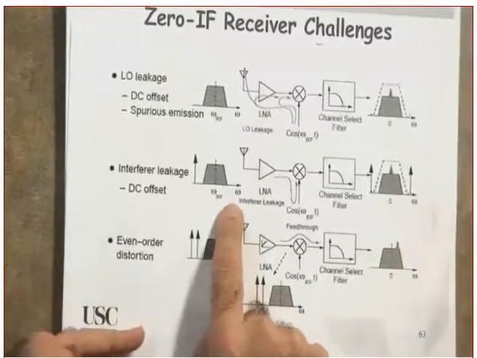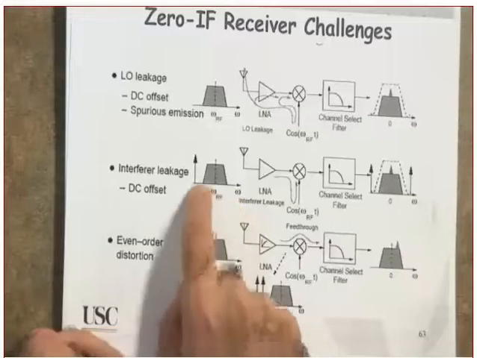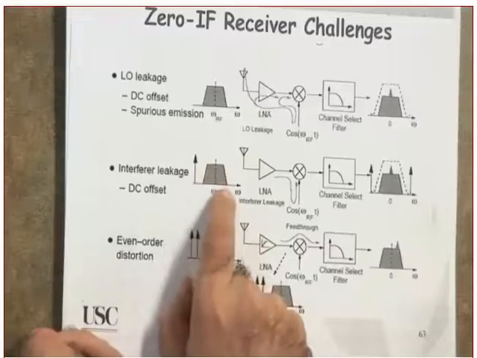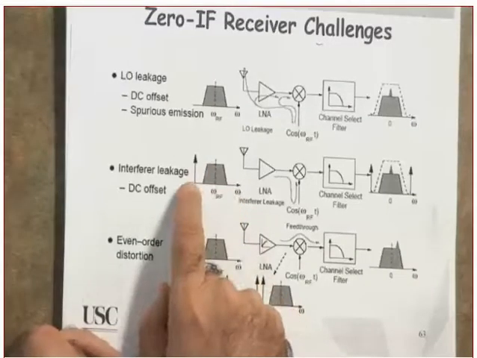Tell me what is the problem with this one. What is the problem with this one? What happened? This is the desired channel. Yes? And I have a strong interferer. Why is it strong? Why is it a strong interferer?